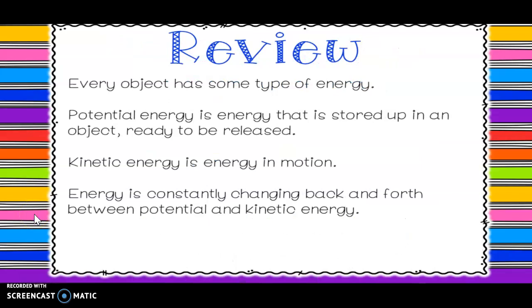So far in this unit, we have learned that every object has some type of energy, potential or kinetic. Potential energy is energy that is stored up in an object, ready to be released and used. Kinetic energy is energy in motion. It's things that are currently moving. We also know that gravity and friction play a part in potential and kinetic energy. Energy is constantly changing back and forth between potential and kinetic energy.